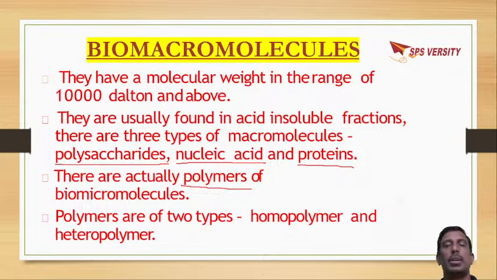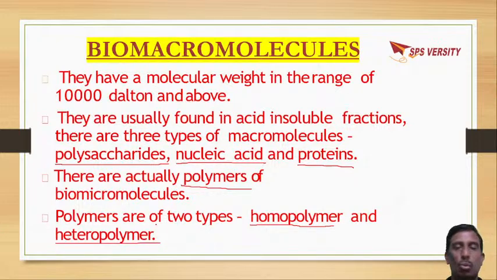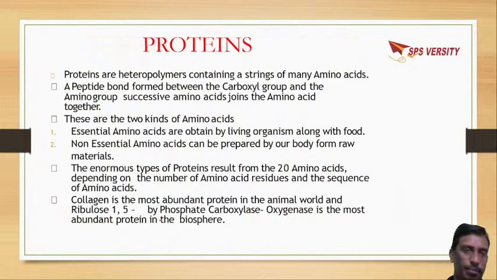They are made up of the basic building blocks, the biomicromolecules. In polymers there are two kinds: homopolymer, where homo means same, and heteropolymer, different. Homo and heteropolymer. First we will discuss proteins. So proteins are heteropolymers which contain amino acids as their building blocks.